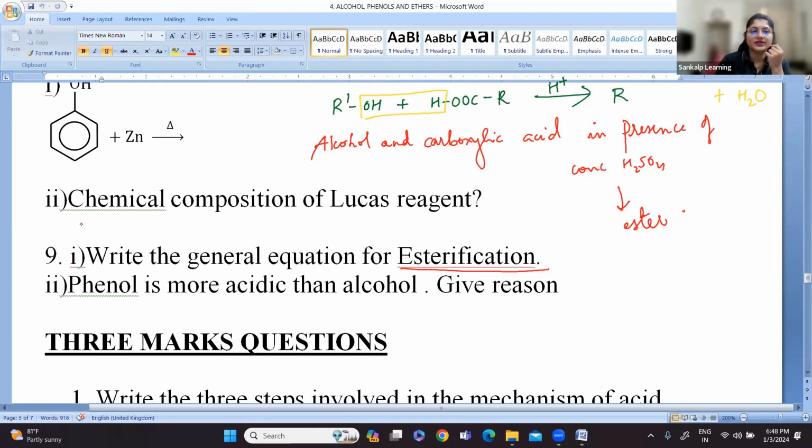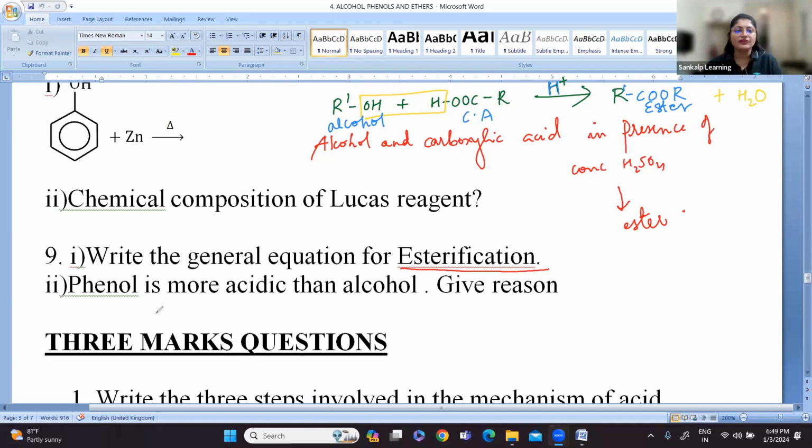Now, what is the product obtained? It will be R COOR dash, plus H2O. So this is alcohol, this is carboxylic acid, and this is an ester, in the presence of acid, that is H plus ions. Yes, good, Vedvati has answered it. So this is a general reaction.